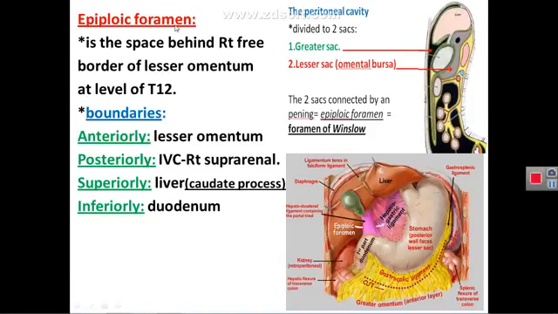Regarding the epiploic foramen, or omental foramen, which is the space deep to the right free border of the lesser omentum. We said that it is the space connecting the lesser sac, which is behind the liver, lesser omentum, and the stomach, with the greater sac. The space deep to the right free border of the lesser omentum is the epiploic foramen of Winslow. This foramen lies at the level of the T12 vertebra. It is bounded anteriorly by the lesser omentum, superiorly by the liver, specifically the caudate process of the liver, and inferiorly by the duodenum, while posteriorly it is bounded by the gland above the kidney, which is called the right suprarenal gland, and also the inferior vena cava.